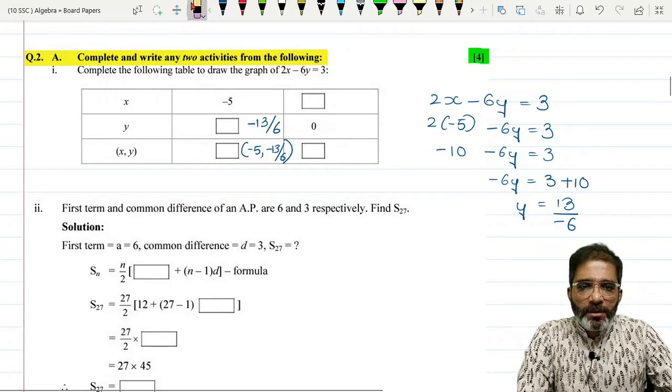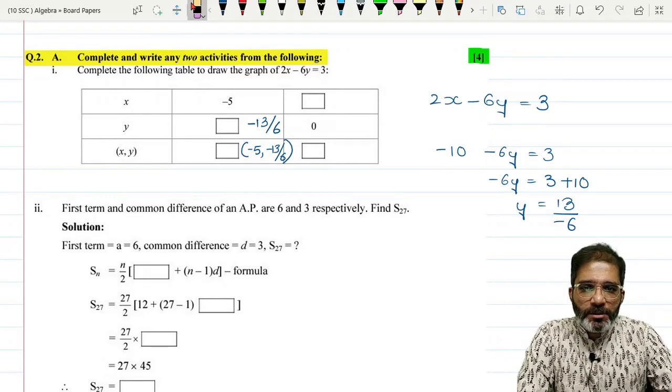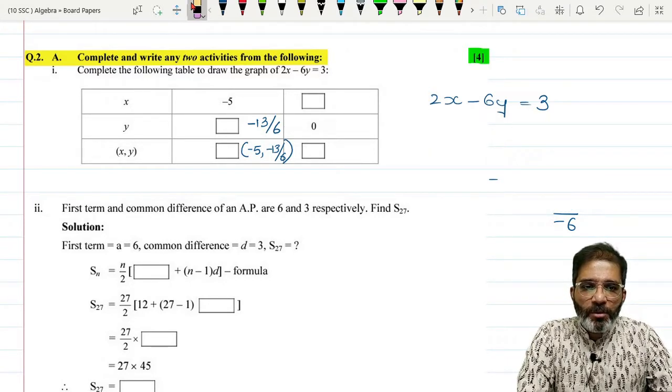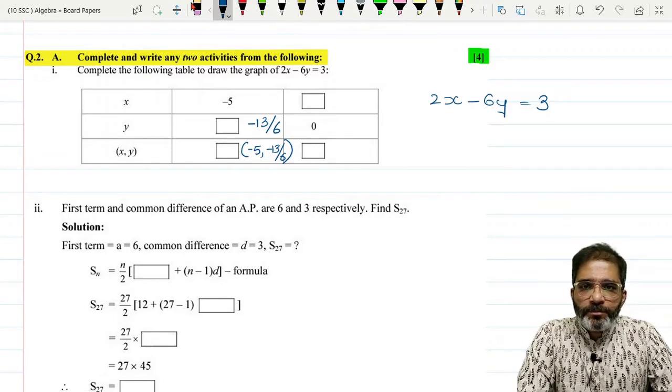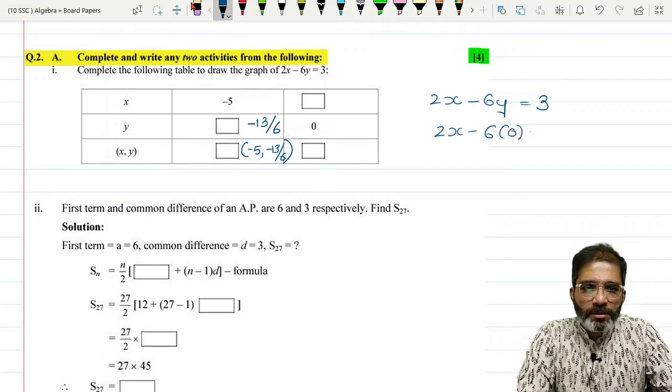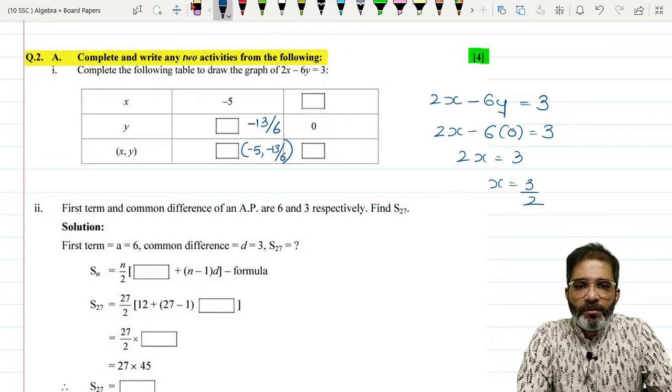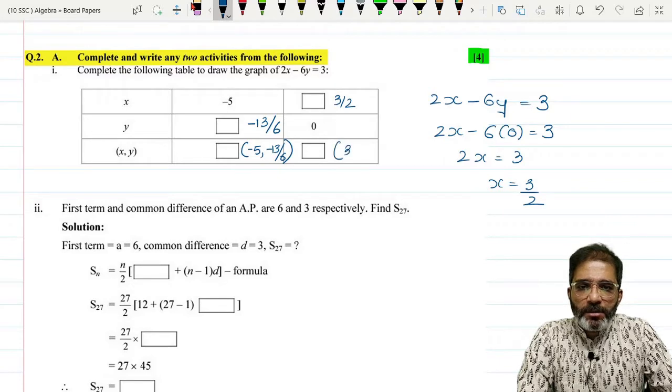Now in the second condition, here you have to substitute the value of y as 0. Okay, so let us substitute the value of y as 0. If I substitute the value of y as 0, what I get is 2x equals 3. 6 into 0 is 0, so x equals 3 by 2. So we got the value of x as 3 by 2. So the answer is 3 by 2 comma 0.